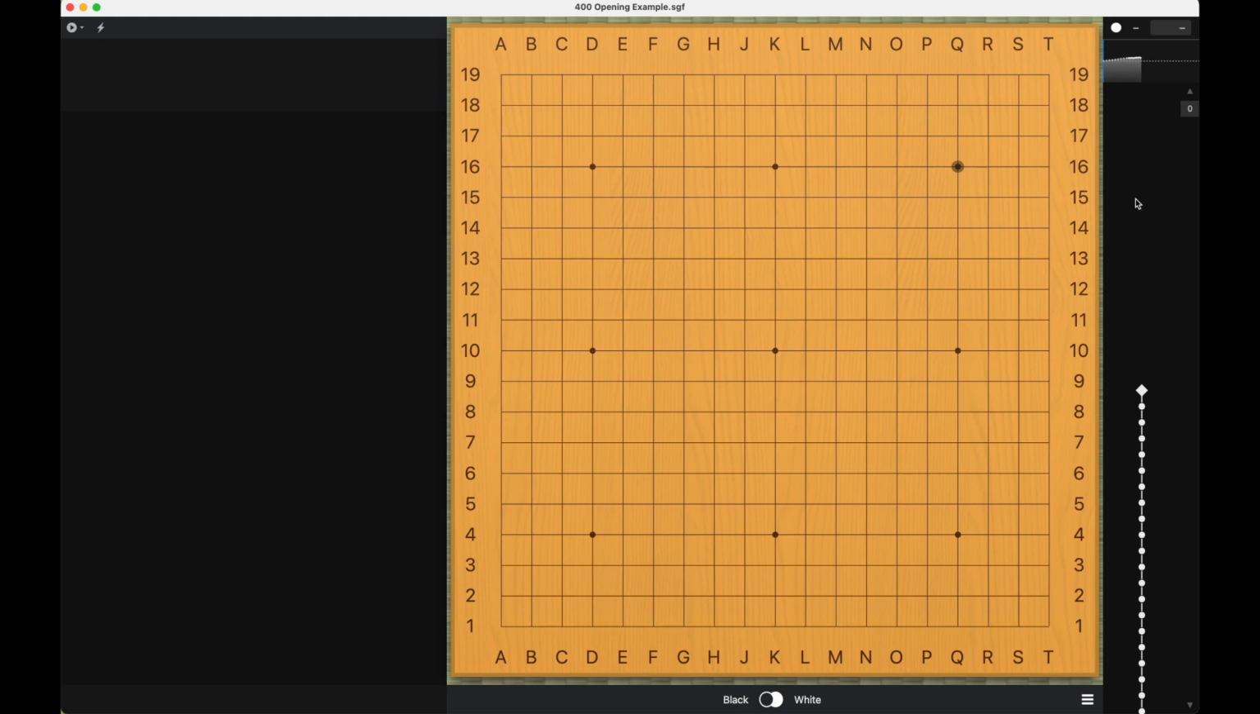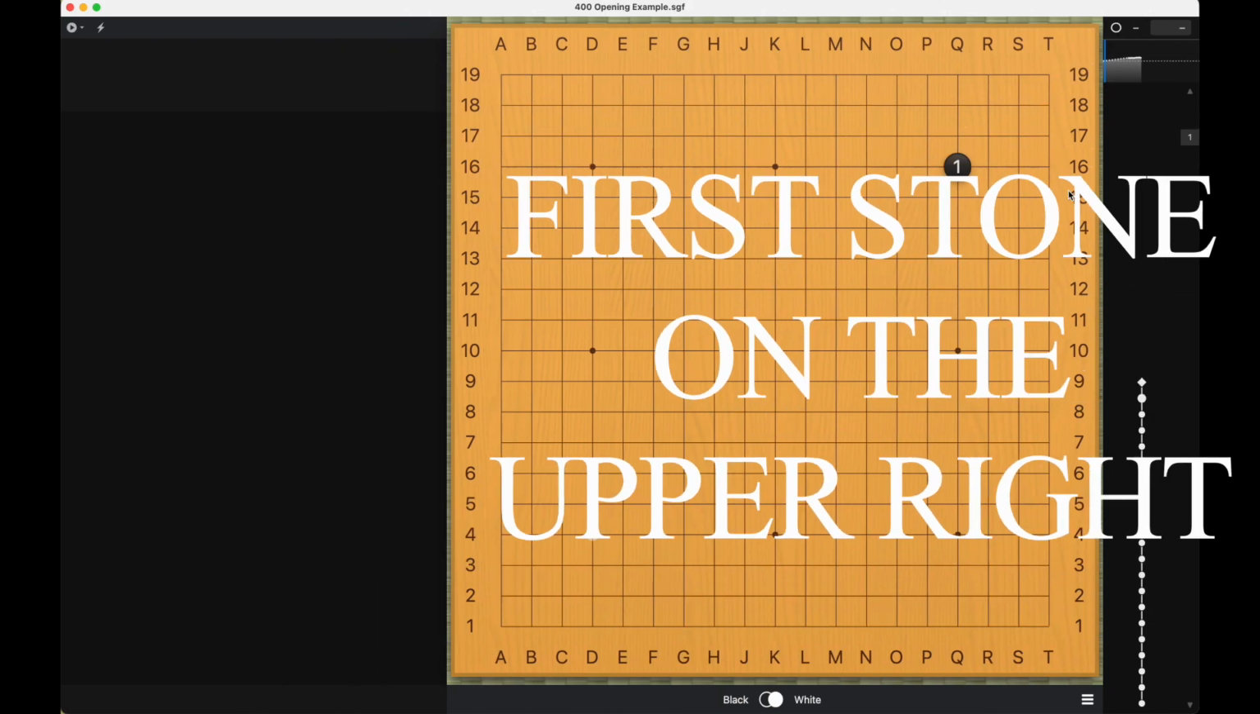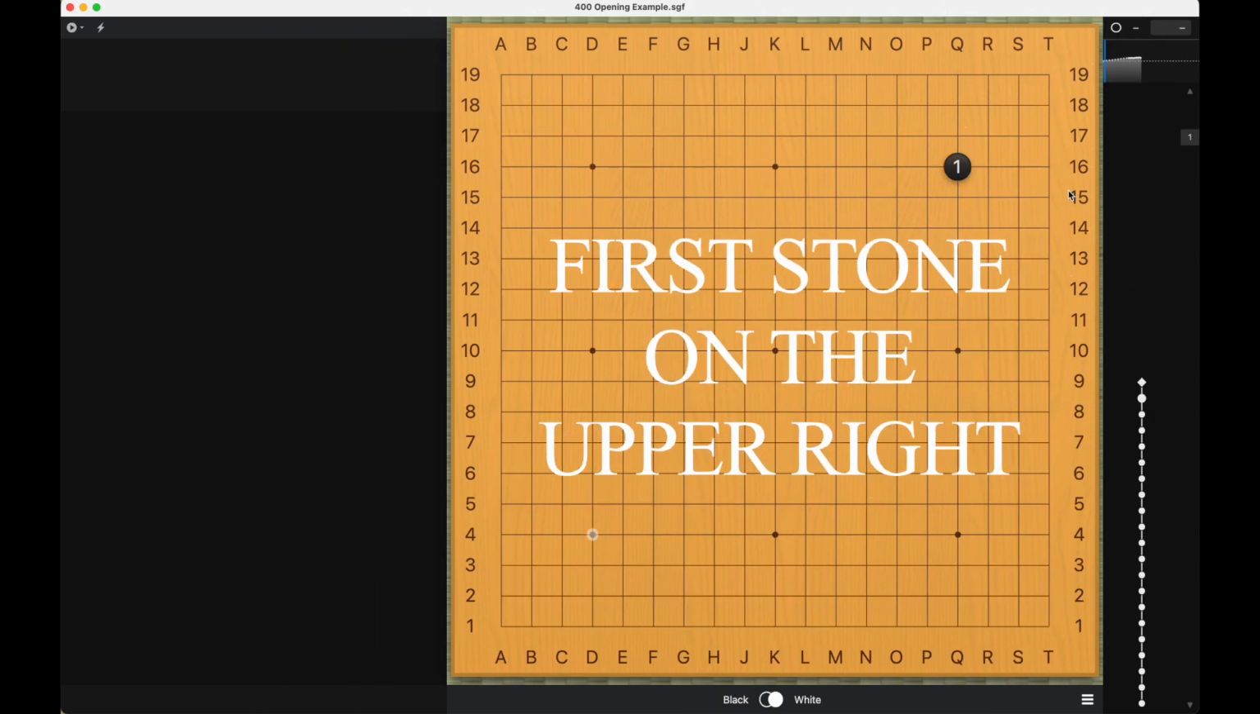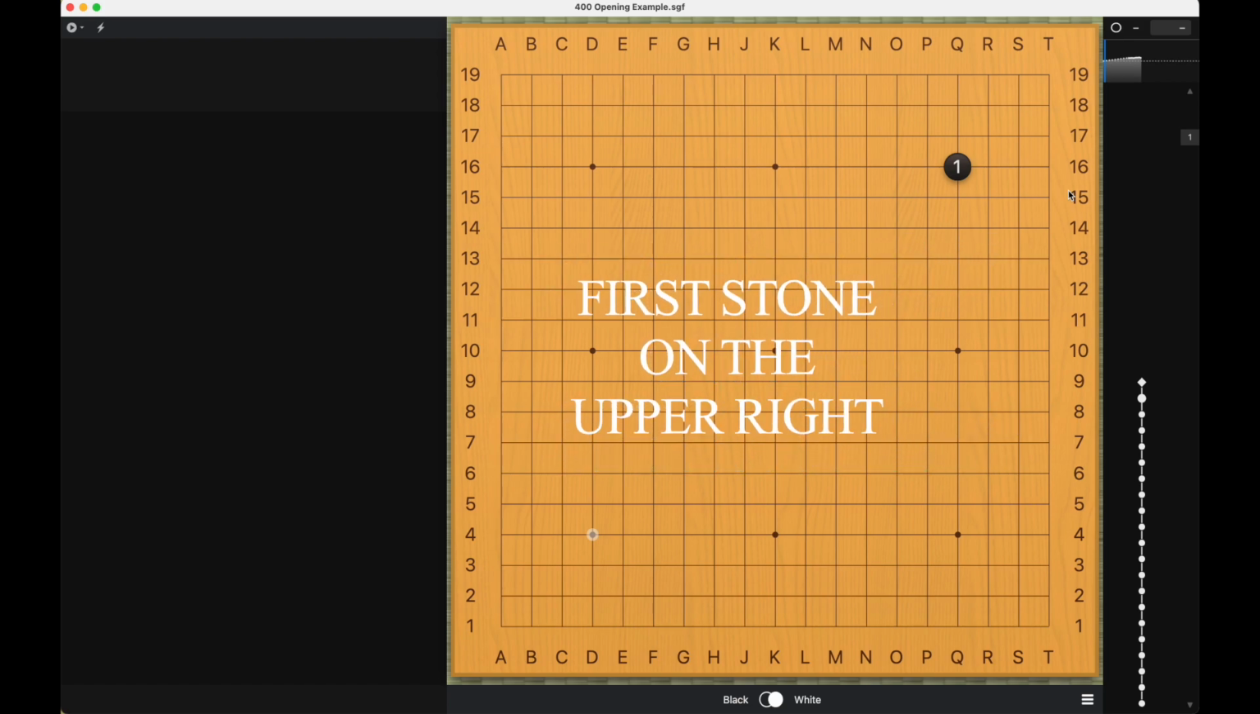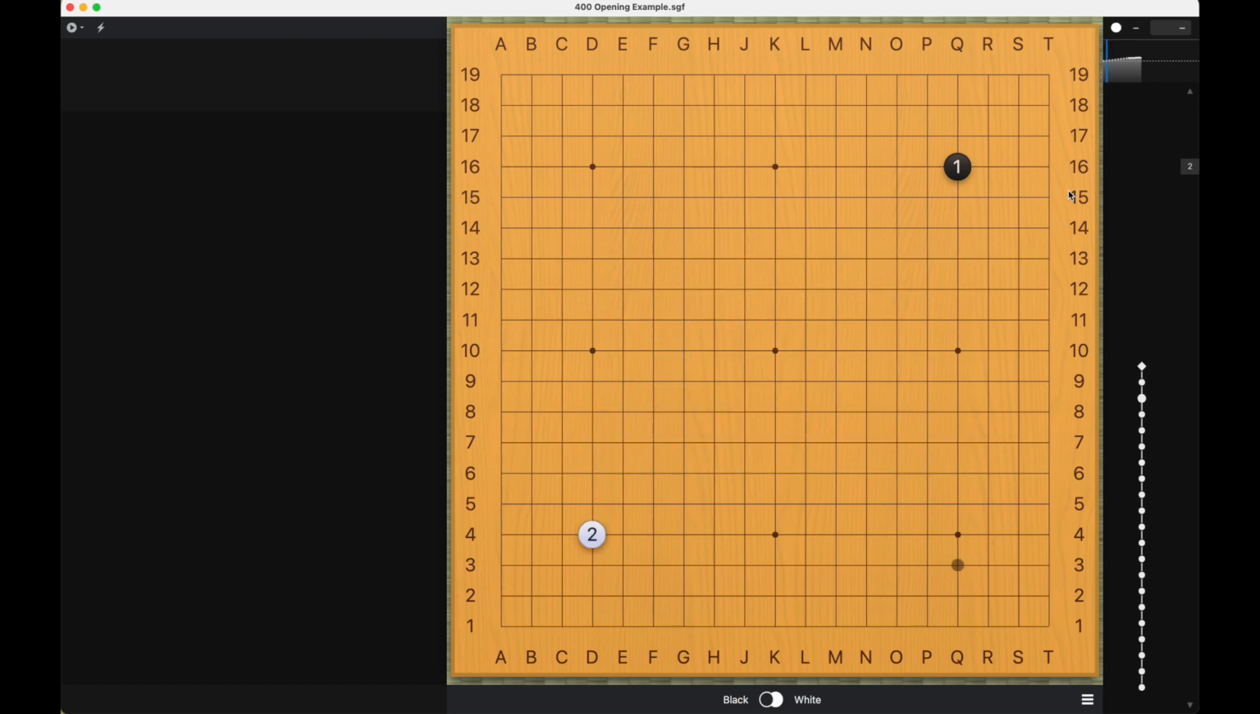To illustrate what an opening is, I'll just play the first 20 moves of a game that can be played on the board. So you start with the corners, and we'll learn why we start with the corners in our next lesson. So black goes first. Usually you place the stone on the upper right corner. It is Go etiquette to play on the upper right first.